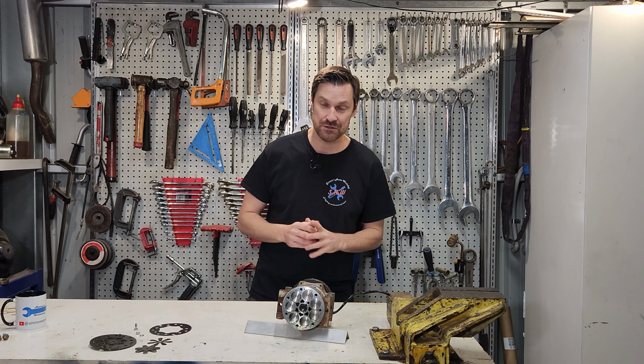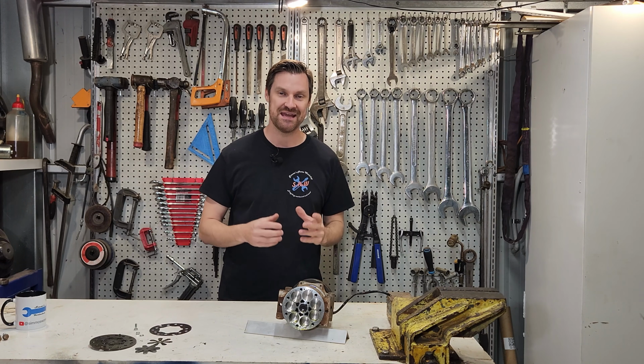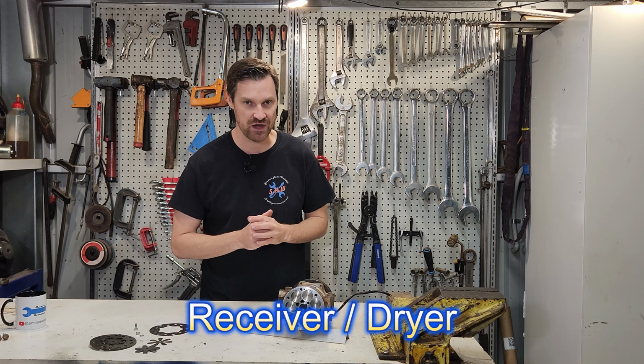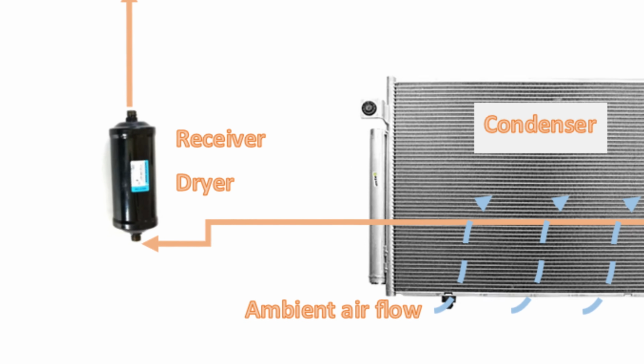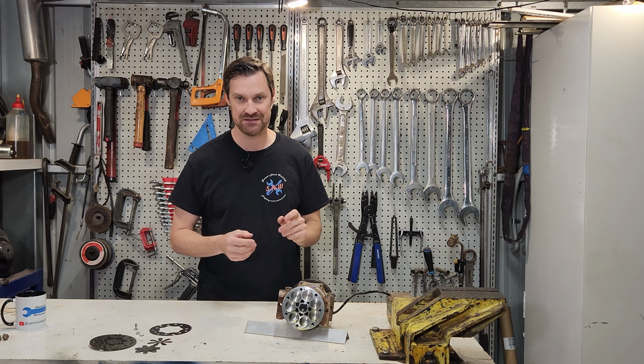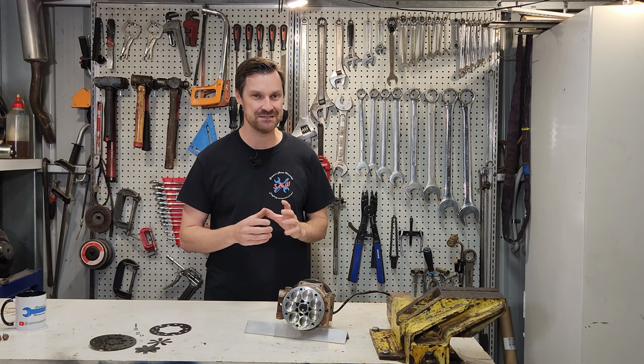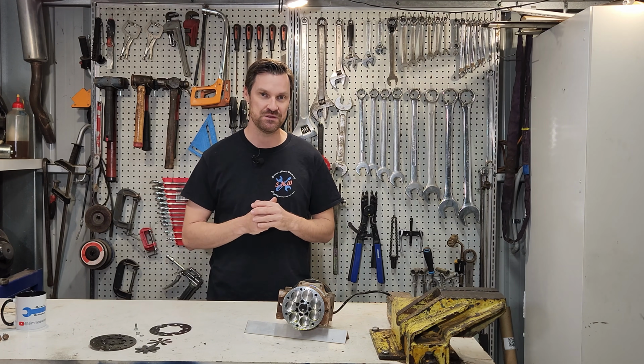Coming out of the condenser, the refrigerant is now under high pressure. It is cooled down to a liquid state, and it travels through the receiver dryer. The receiver dryer is a type of filter that will filter out any contaminants, and it also has desiccant in it to absorb any moisture. We don't want any moisture or water in the system, and the receiver dryer deals with that.